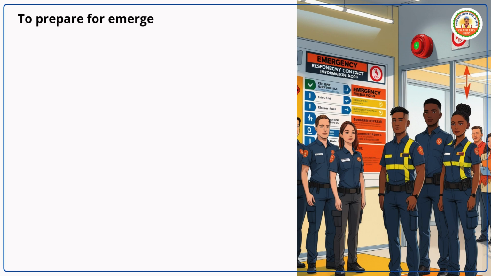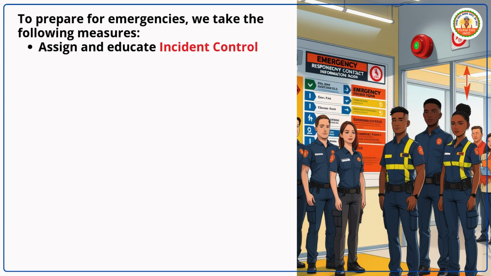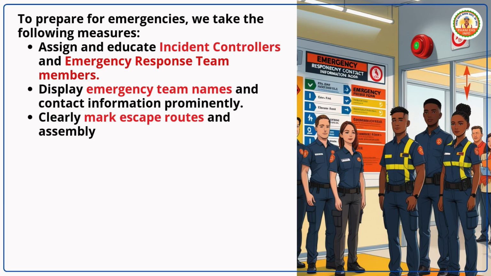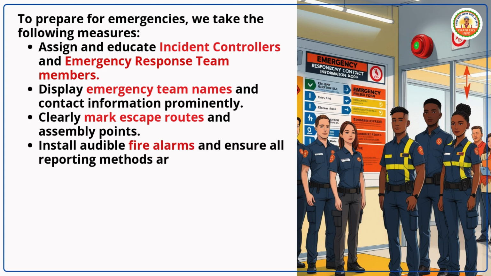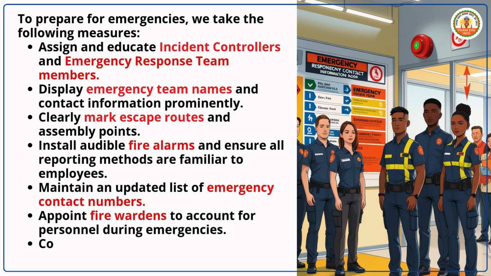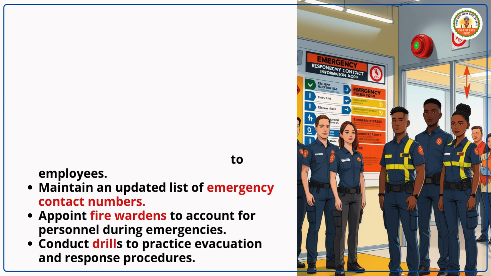To prepare for emergencies, we take the following measures. Assign and educate incident controllers and emergency response team members. Display emergency team names and contact information prominently. Clearly mark escape routes and assembly points. Install audible fire alarms and ensure all reporting methods are familiar to employees. Maintain an updated list of emergency contact numbers. Appoint fire wardens to account for personnel during emergencies. Conduct drills to practice evacuation and response procedures.